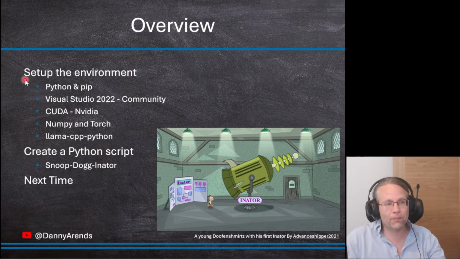So first step is to set up our environment by installing Python, pip. Then we have to install Visual Studio. I'm not going to install Visual Studio for you guys. I'm actually not going to install any of the tools. I'm just going to show you how to do it.